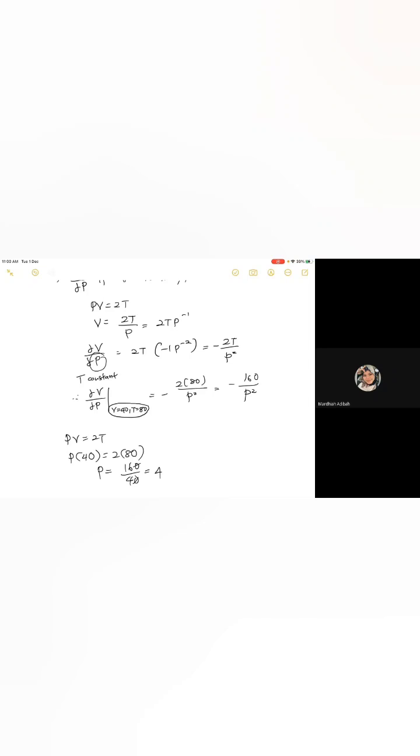So 100 negative 4 to the power of 2 will be 16. So negative 10. That's it for 3.2.